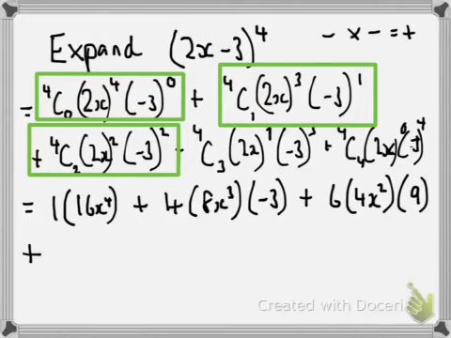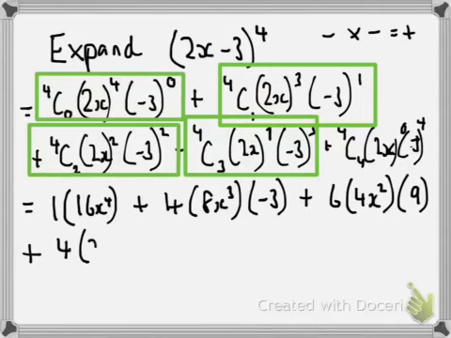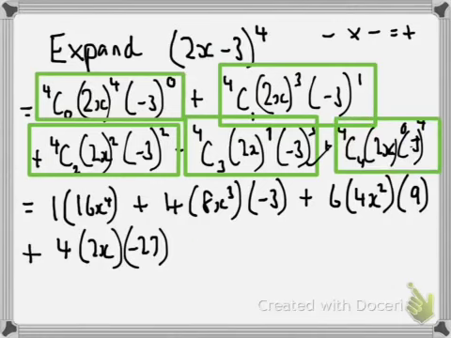Plus, we're now up to the fourth term here. 4C3 is 4. 2x to the power of 1 is 2x. Negative 3 cubed is negative 27. Because remember, negative 3 times negative 3 times negative 3. Negative times negative times negative is negative. 3 times 3 times 3 is 27, so negative 27. Alright, that's there as well. Last term, 4C4 is 1. Plus 1 times 2x to the power of 0. Anything in brackets, doesn't matter what the bracket is, to the power of 0 equals 1. So 2x to the power of 0 is also 1. Negative 3 to the power of 4. There it is there. Negative 3 times negative 3 times negative 3 times negative 3 is 81.